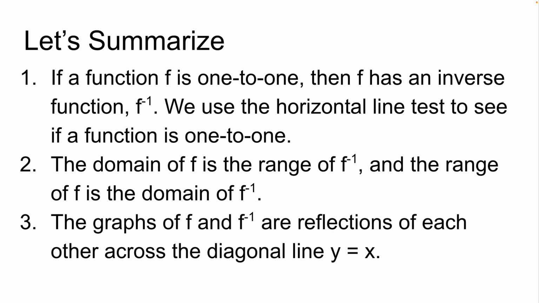Let's summarize. If a function f is 1-to-1, then f has an inverse function, f inverse. We use the horizontal line test to see if a function is 1-to-1. The domain of f is the range of f inverse, and the range of f is the domain of f inverse. The roles of x and y swap or reverse for a function and its inverse. And finally, the graphs of f and f inverse are reflections of each other across the diagonal line y equals x.